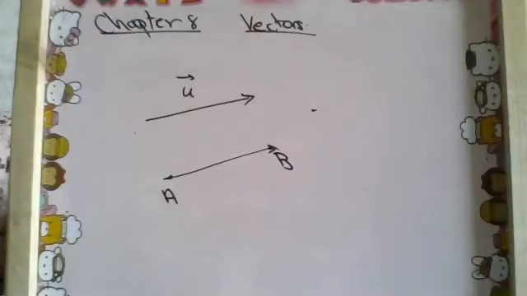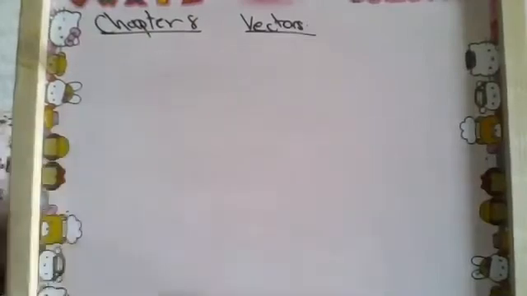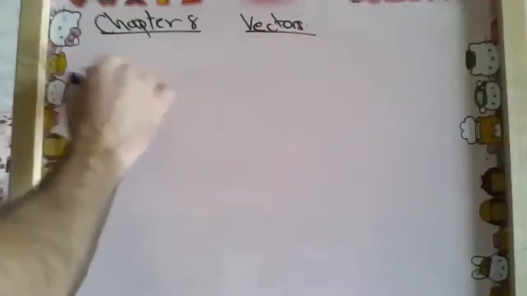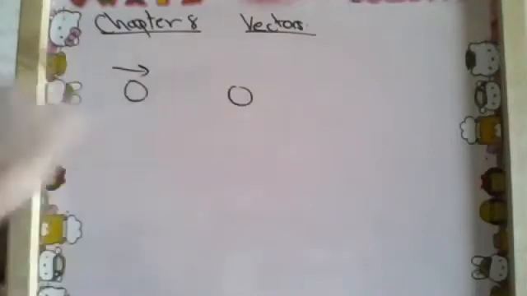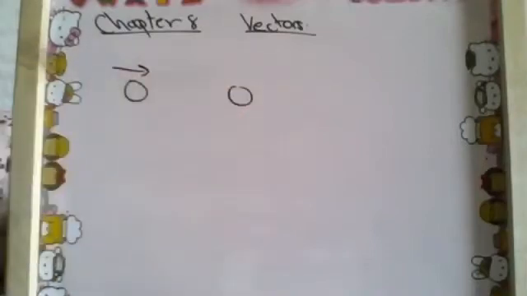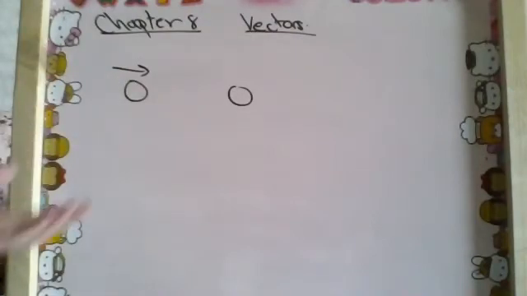Good. Now, zero vector. What is a zero vector? We write zero with an arrow for a vector, and please differentiate between two things: zero and zero vector. Zero is a number, a numerical quantity. When you write the vector, it is a vector quantity.